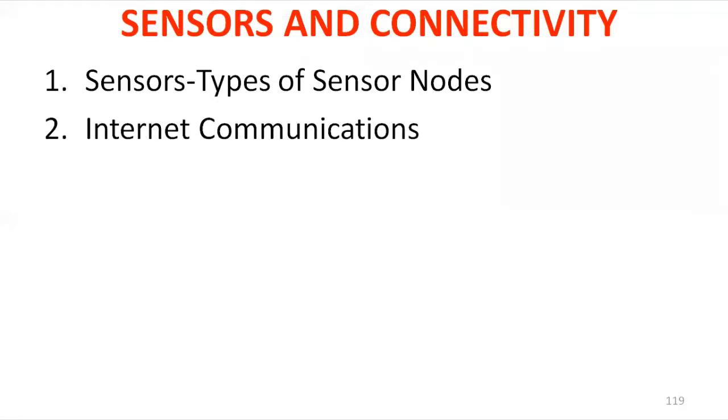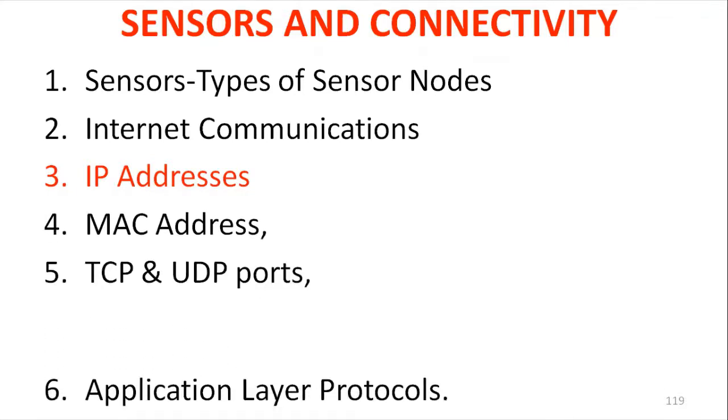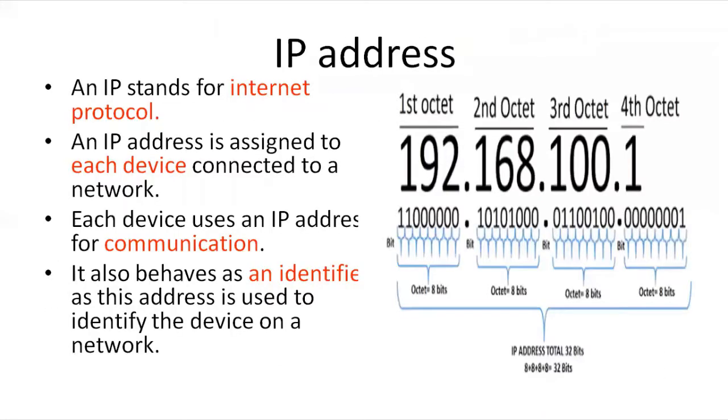You also discussed the TCP/IP reference model. Now you are going to know about the IP address of the different IoT devices. What is an IP address? In computer networks, you already know about the IP address. IP means Internet Protocol. An Internet Protocol address is assigned to each device connected to the network.